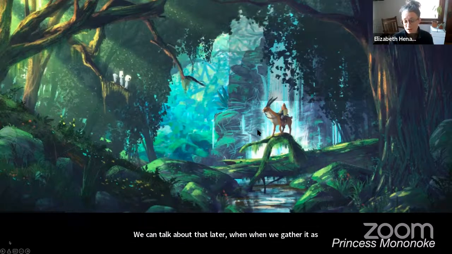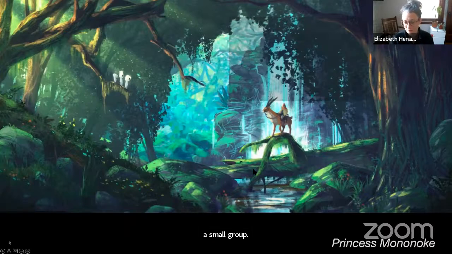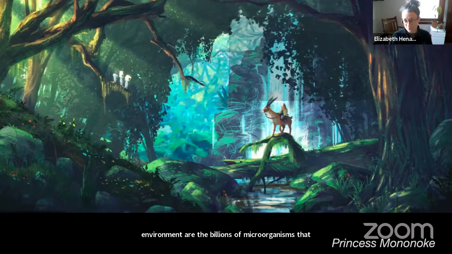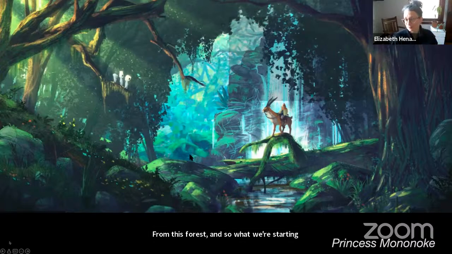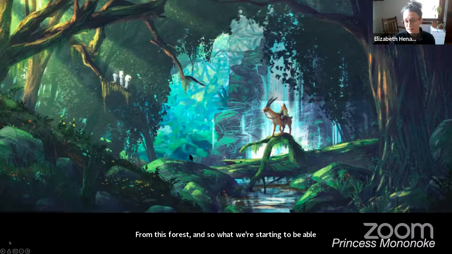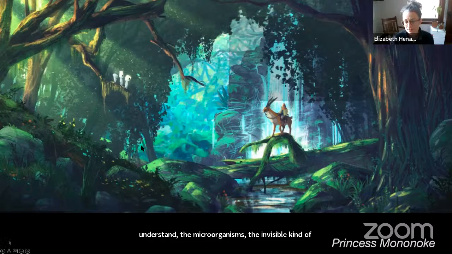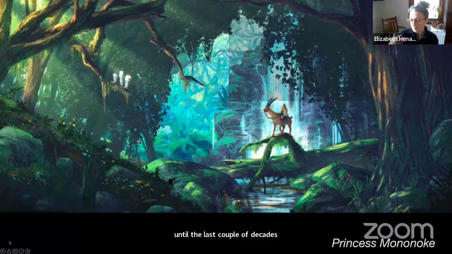But what is not visible in this vision of the environment are the billions of microorganisms that inhabit even just a teaspoon of soil from this forest. And so what we're starting to be able to do with this instrument of DNA sequencing is understand the microorganisms, the invisible biological component of our environments. Because up until the last couple of decades, what we knew about microorganisms was what we could tell from microorganisms that we could grow in a lab.